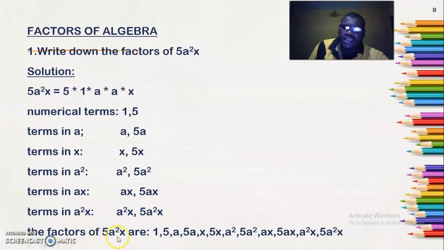So the factors of 5a squared x are 1, 5, a, 5a, x, 5x, a squared, 5a squared, ax, 5ax, a squared x, and 5a squared x. So these are the factors of 5a squared x.